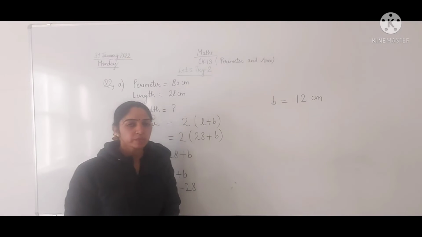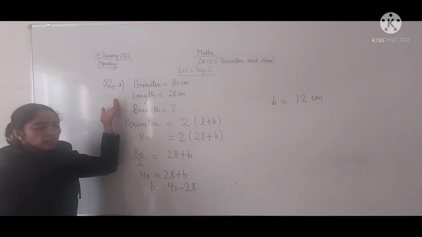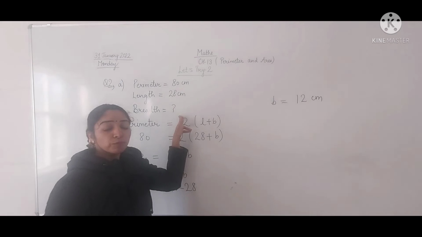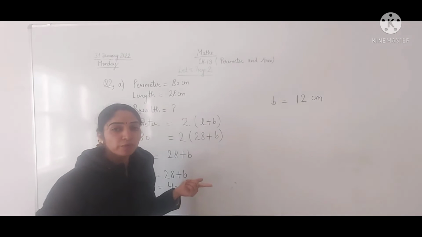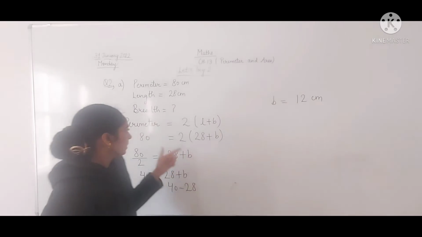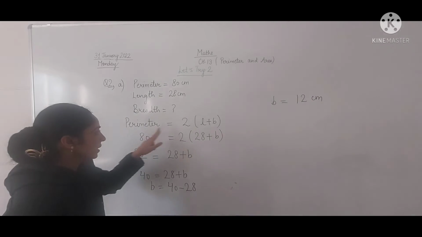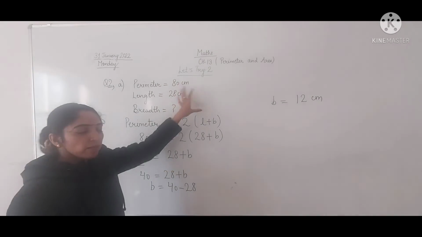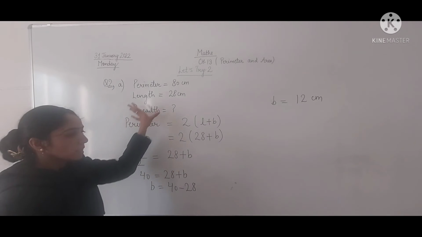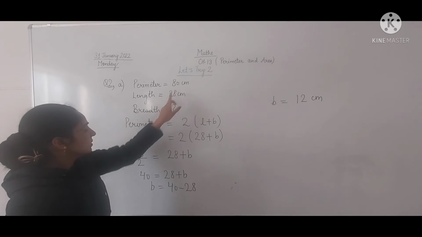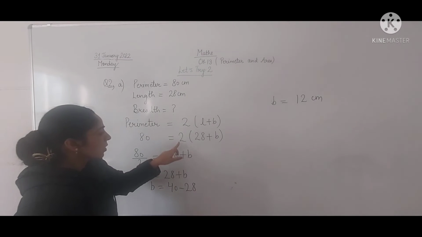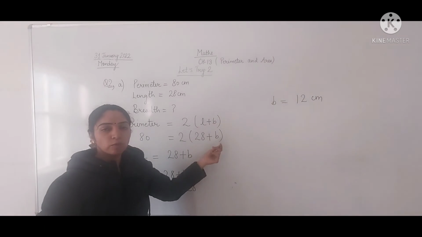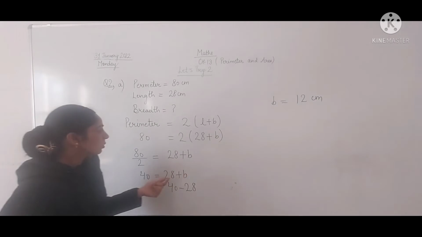Let us do question number 2 of your Let's Try 2. Its A part is, we have been given the perimeter and length, but we have to find its breadth. You know the formula for the perimeter of a rectangle: perimeter is equal to 2 times length plus breadth. So we put the given values in this formula. Perimeter is 80 centimeter. 2 as it is. We write length as 28 plus B. We have to find the B value.